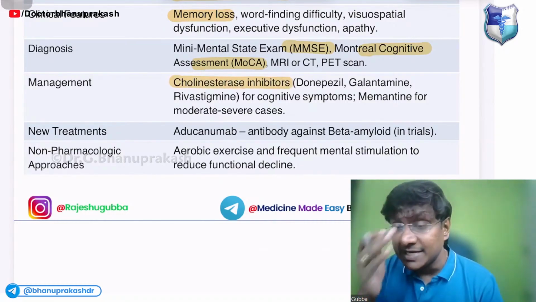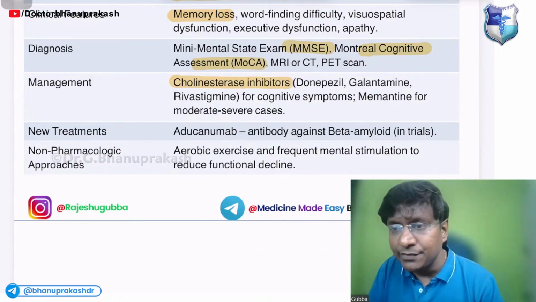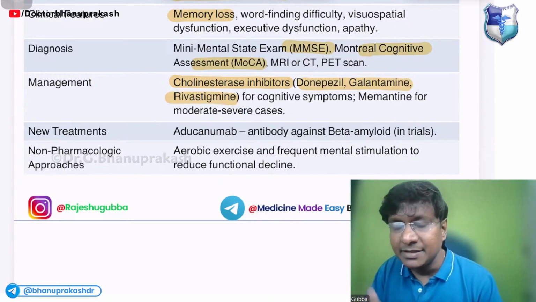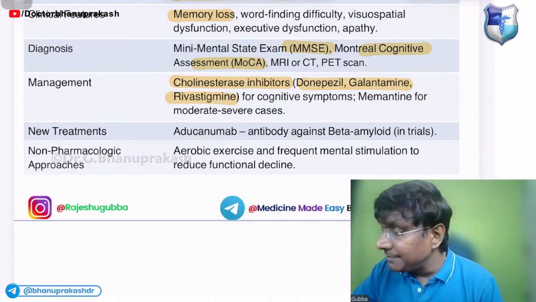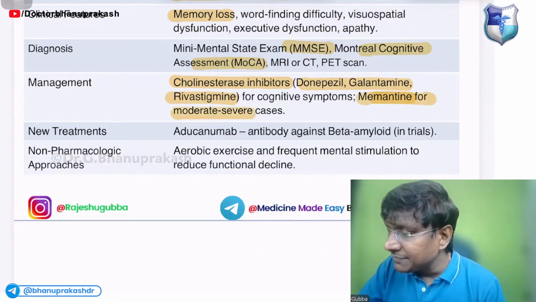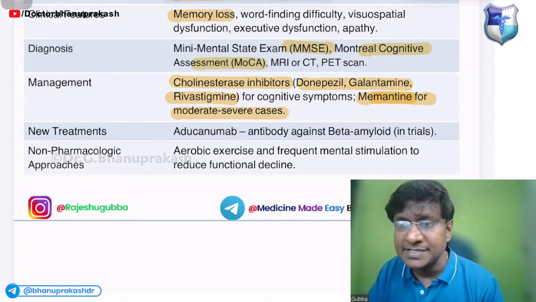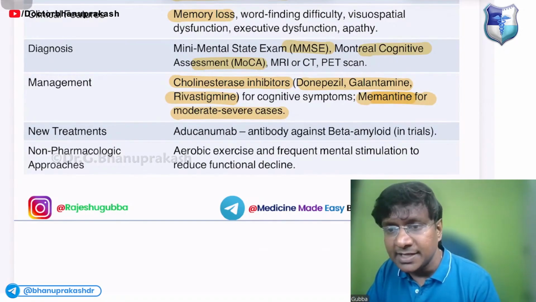Cholinesterase inhibitors, because acetylcholine is reduced. So when you give cholinesterase inhibitors like donepezil, galantamine, and rivastigmine, that will increase the acetylcholine levels, right? And memantine has to be given for the moderate to severe cases. So in mild cases, we give donepezil, galantamine, or rivastigmine. Memantine is given in moderate to severe cases of Alzheimer's.